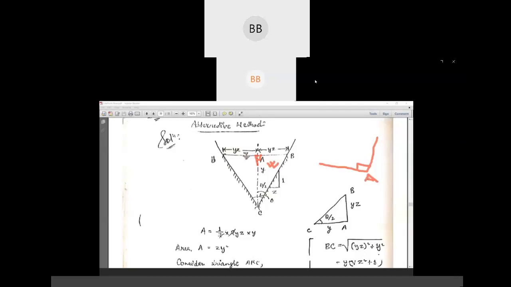Okay, and this will be your B. So this is your B, and this is your C. We join. Okay, so this is a right angle triangle. You can see here. This is a 90 degree. This is a right angle triangle.